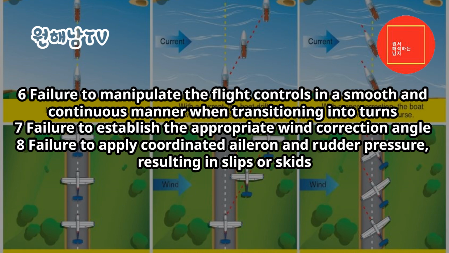6. Failure to manipulate the flight controls in a smooth and continuous manner when transitioning into turns. 7. Failure to establish the appropriate wind correction angle. 8. Failure to apply coordinated aileron and rudder pressure, resulting in slips or skids.